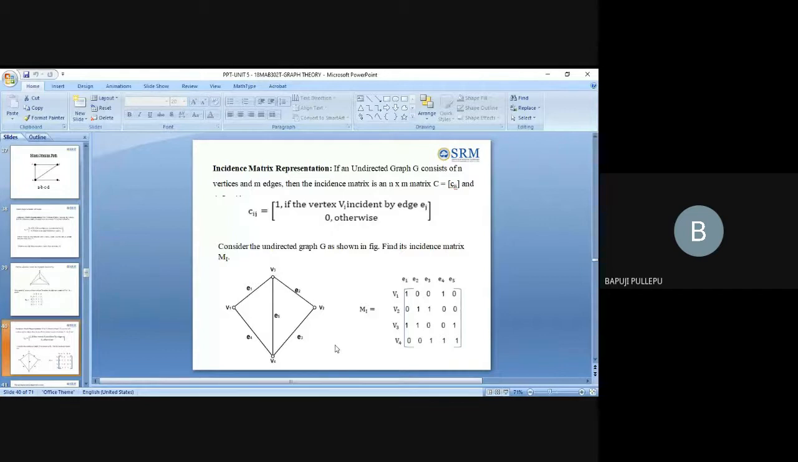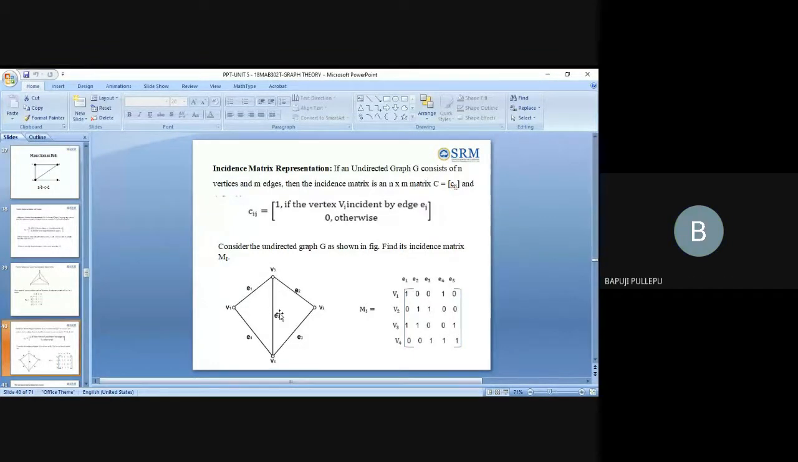Vertex 3 is connected with how many edges? Tell me here. V3 is connected with how many edges? Which edge is connected to V3? Sir, V means vertex, sir. E means edges. Which edges meet at V3? Come on. E1 meets at V3 or not? E2, yes, meets at V3. E5 and E3, E2 and E5, sir.